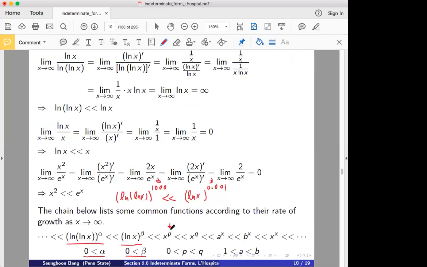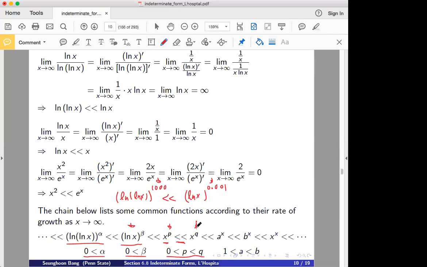x to the power p, x to the power q, what's that? The x to the power p is growing faster than any ln function. So x to the q is growing faster than x to the p. So we have this notation, these values. The p is greater than 0. The q is greater than p.